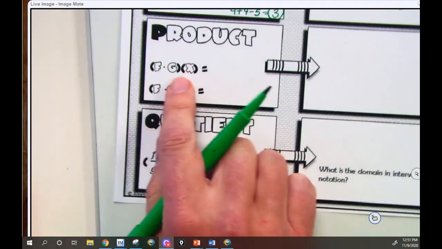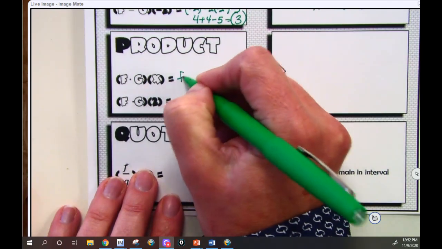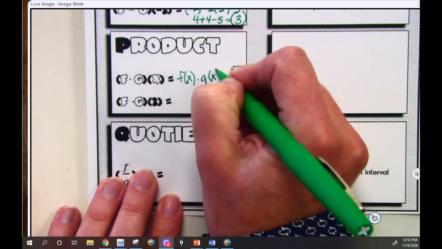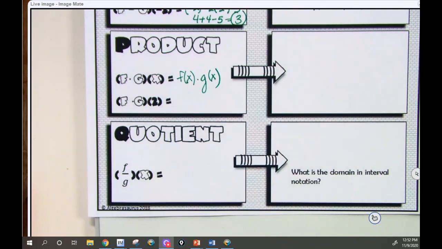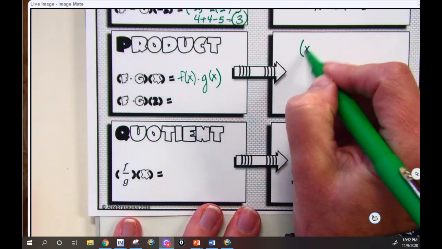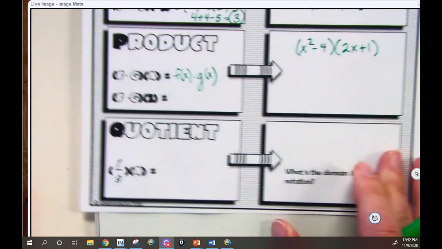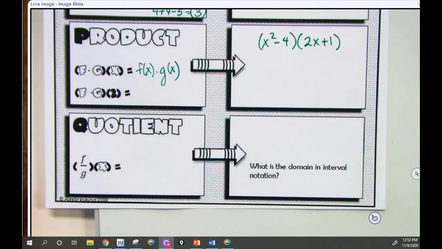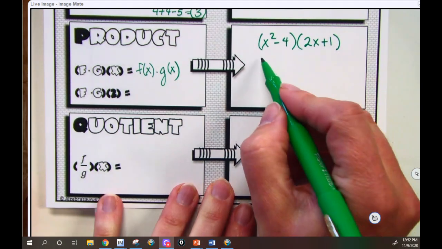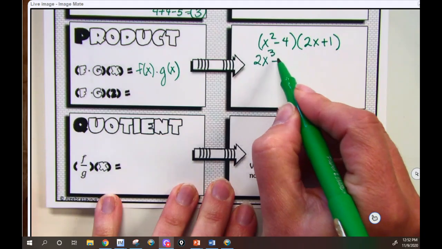Product, this is read f times g of x, and all that means is f of x times g of x. All right, let's set that up. f of x times g of x. You got a nice fancy FOIL problem now? Go ahead and multiply that out. You guys don't need me. But check my work, make sure I don't make any mistakes.